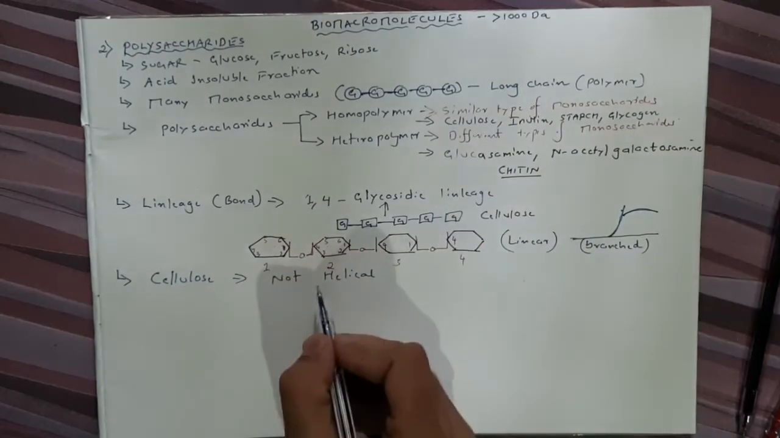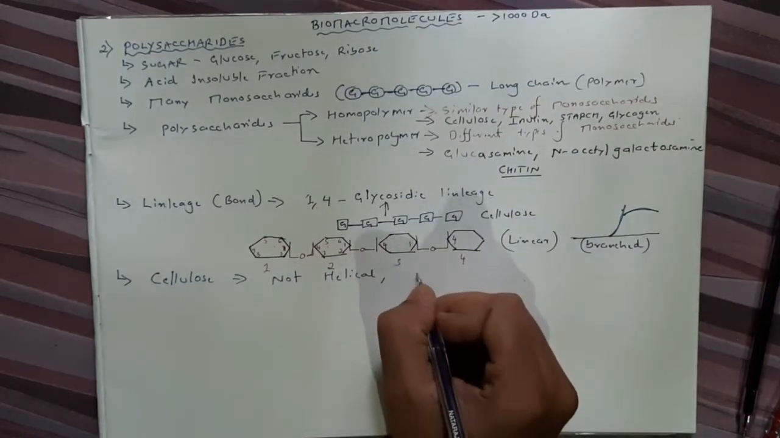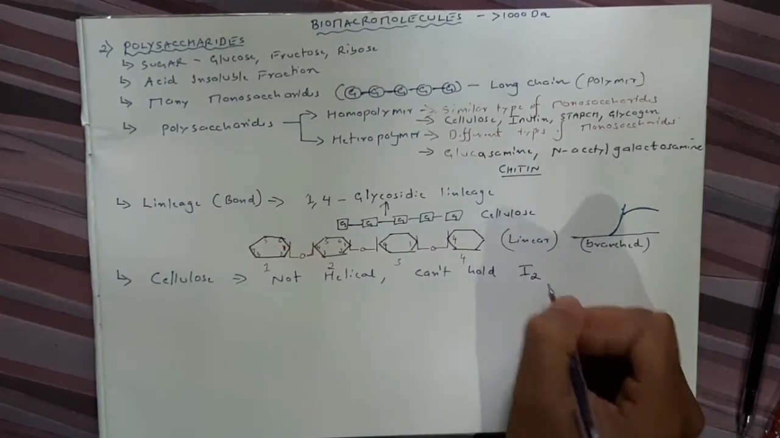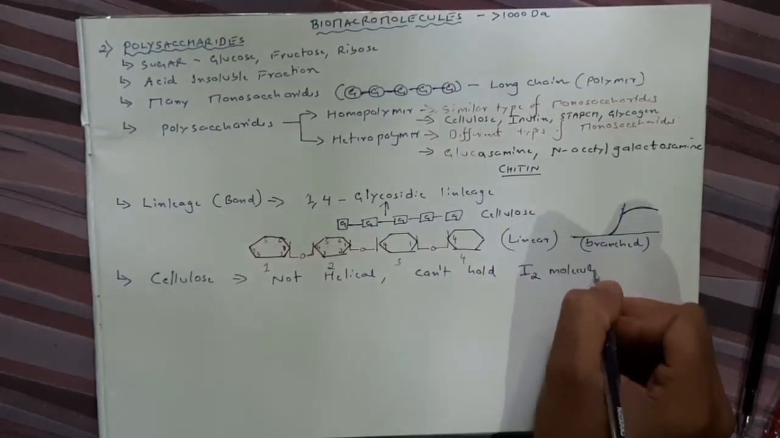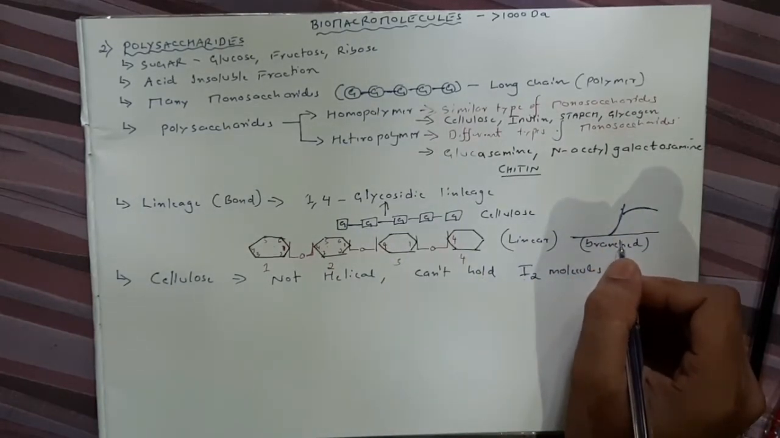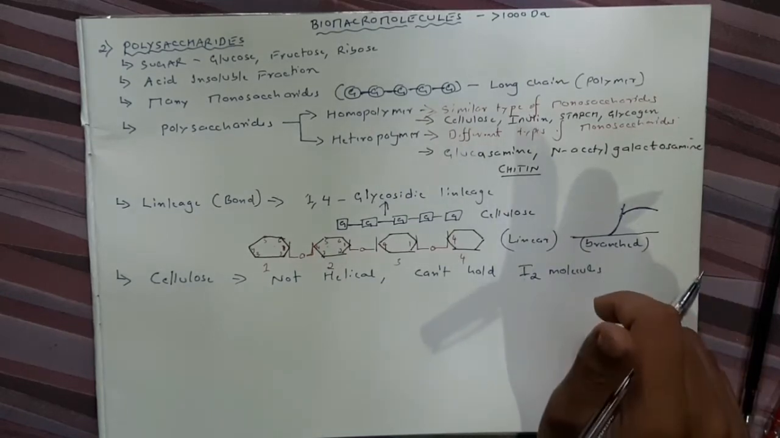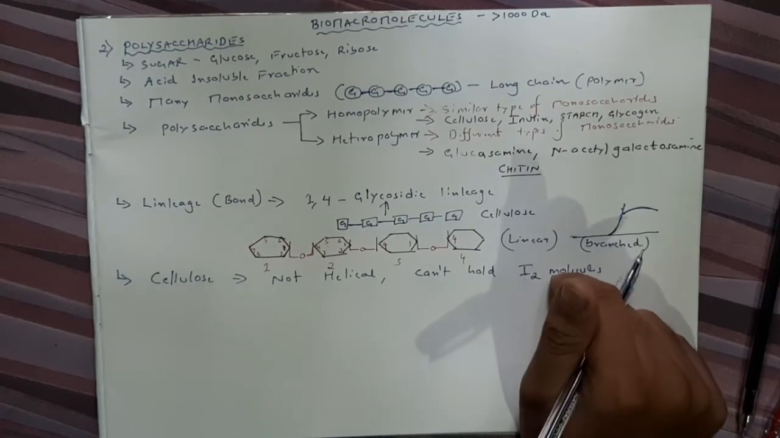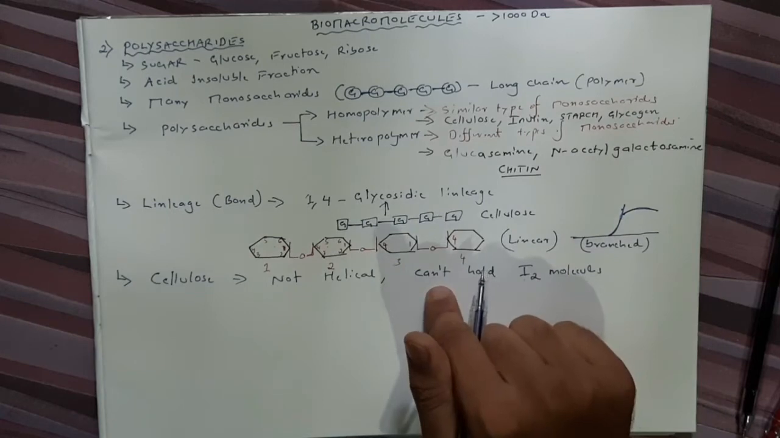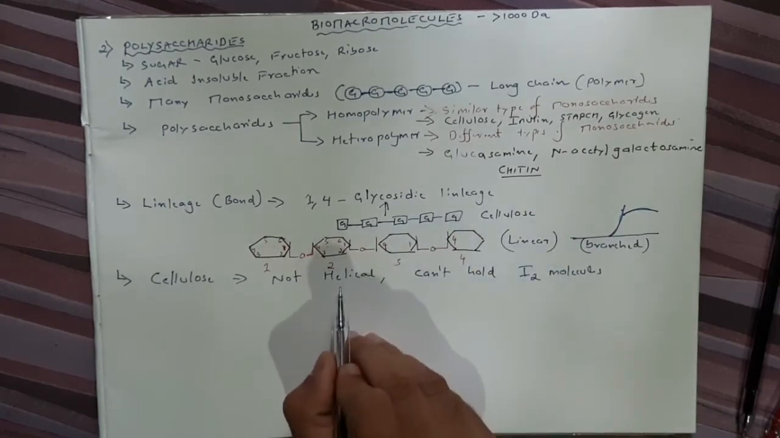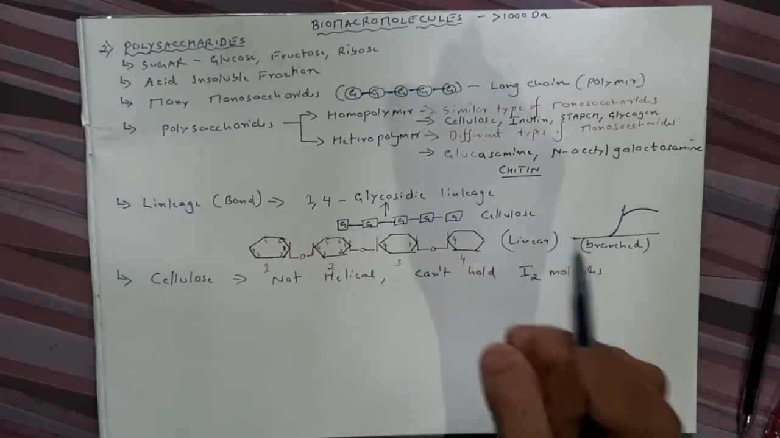Done. Okay, so it is not helical, and as a result, it can't hold iodine molecules, I2 molecules. So if I take this cellulose and treat it with iodine molecule, the cellulose will not react with the iodine molecule and the solution will not turn blue. This is what is important. Whenever any molecule reacts with iodine, the solution should be blue. Okay, the inference should be blue, but here we are not getting blue. Why? Because the cellulose cannot hold iodine molecules because it is not helical. The structure will not allow it to hold iodine molecule.